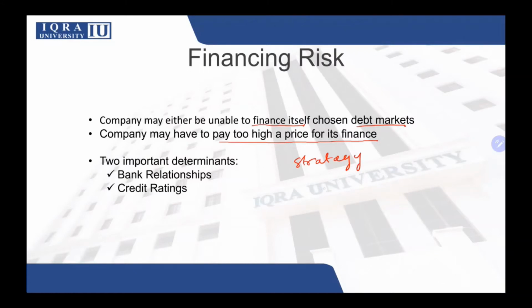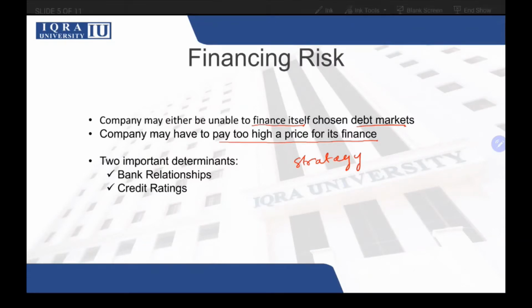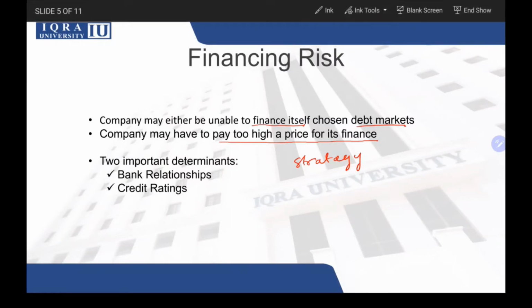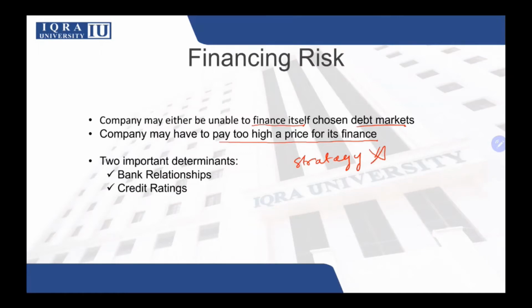For example, if the company wants to acquire another business or do some sort of expansion and that requires finance, but they cannot make that finance available at the right cost, then they might think, let's not go for that strategy right now. It is not feasible to do so. That's why this risk is the most important risk that your treasurer needs to manage.